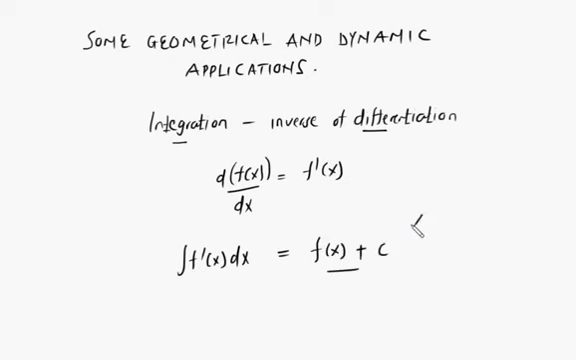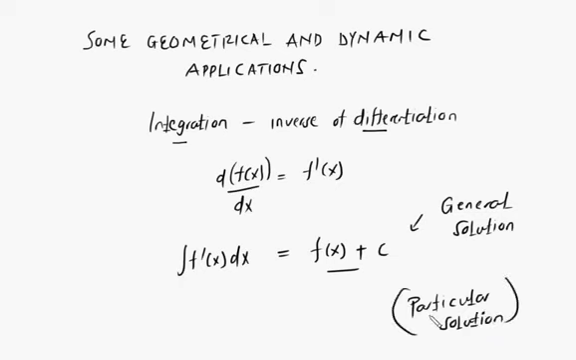Sasa hii nilisema c maanake ni kwamba you have many solutions, kwa sababu c can be any number. Sasa hii inaitwa the general solution. Sasa nikipata value ya c, if I get the value of c, let's say nipate c ni 4 au 0, nika eliminate hii constant c, manake hiyo ninayoipata inaitwa particular solution. Sasa hii particular solution inapatikana kama umepewa some conditions, okay?